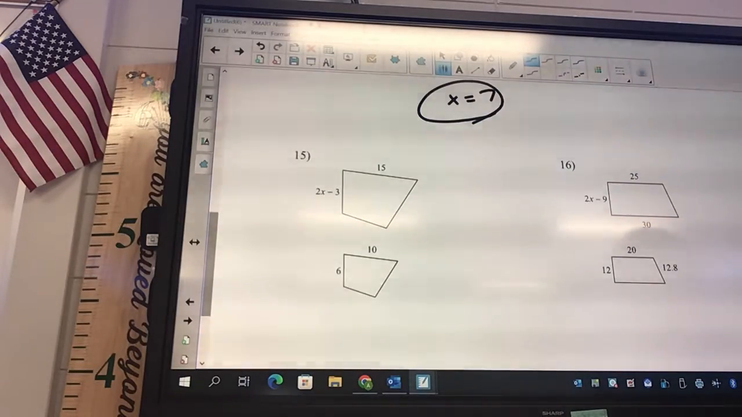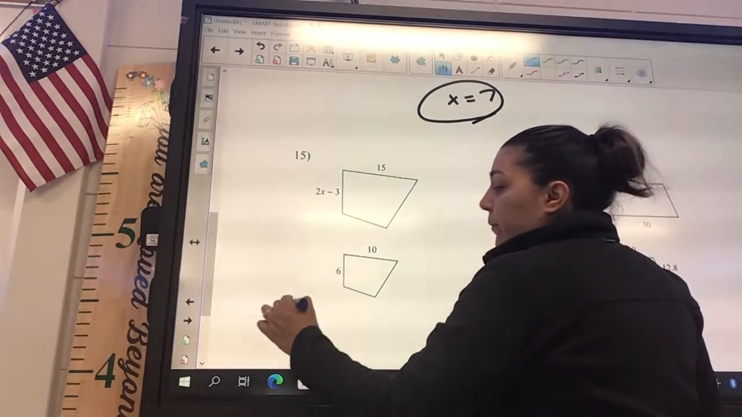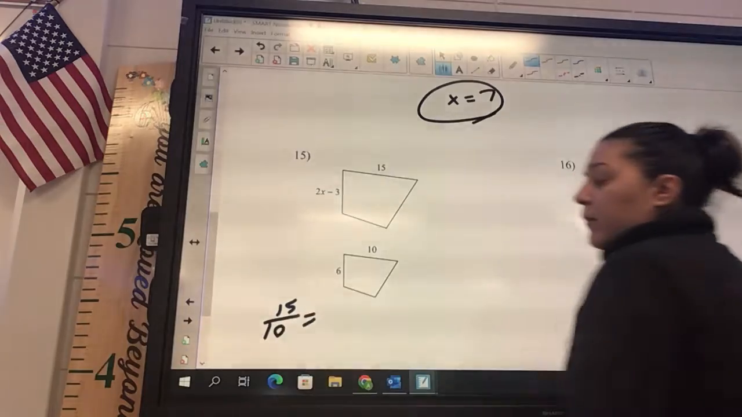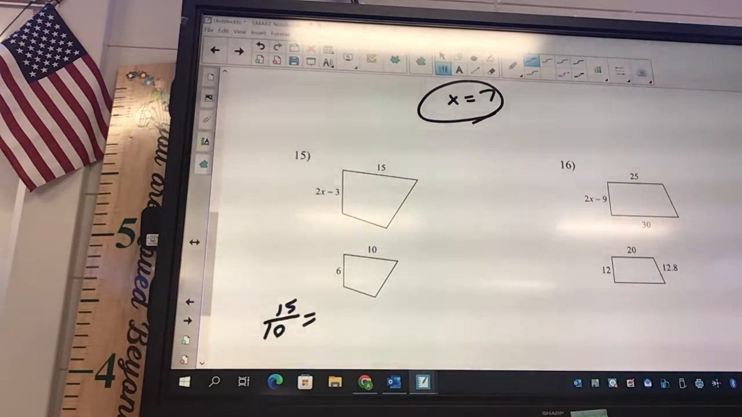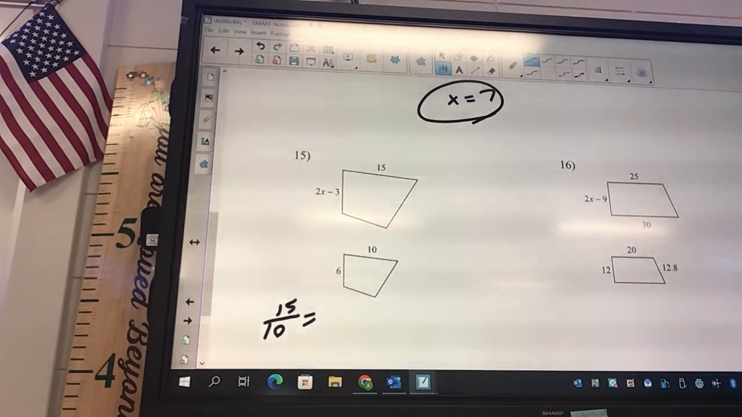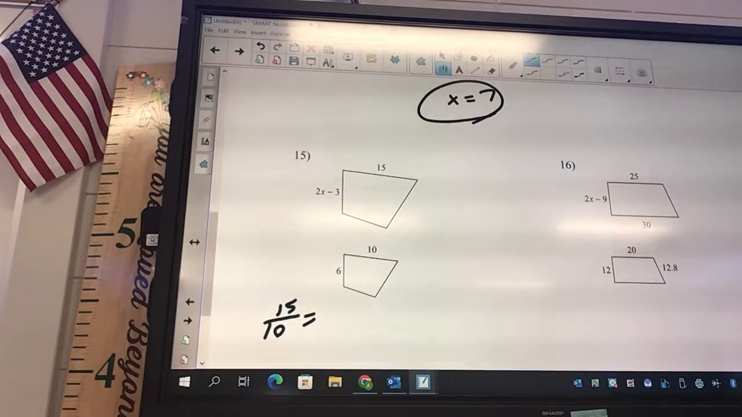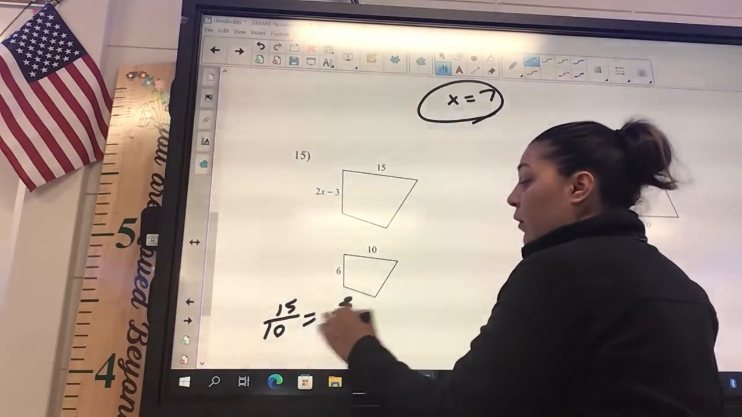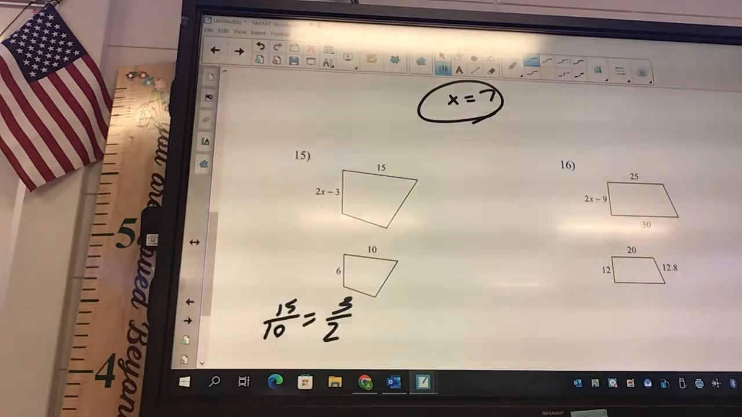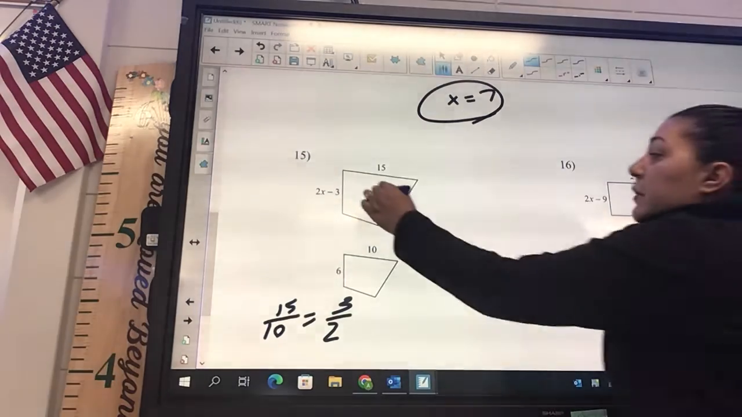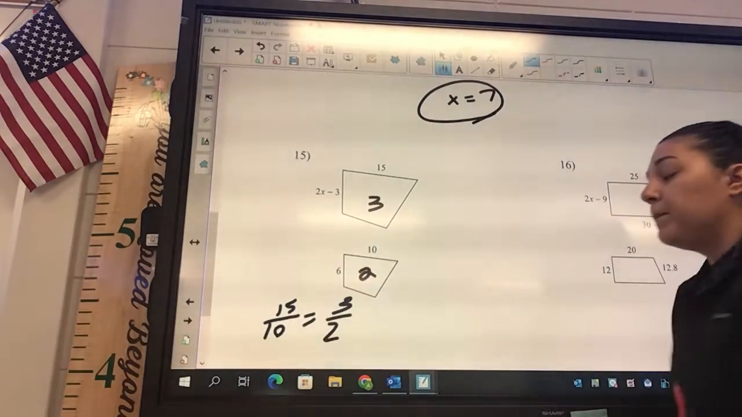Okay, so we got 15 over 10. What is that? 3 over 2. Which one's the 3? Which one's the 2? The big one's the 3, and this one's a 2.